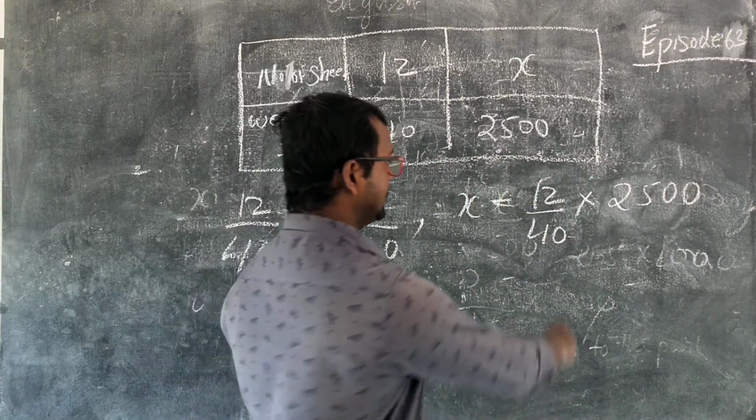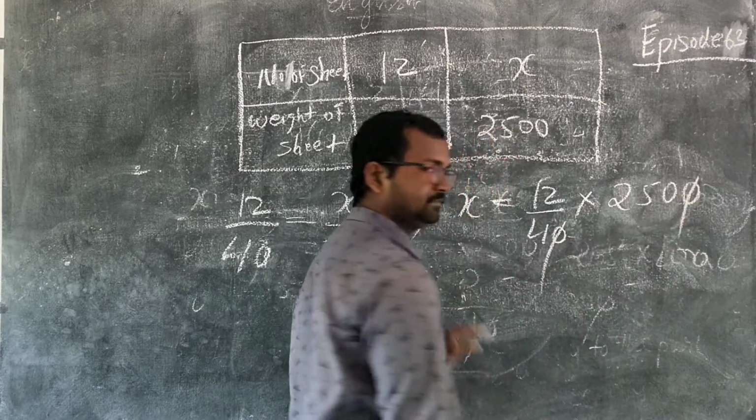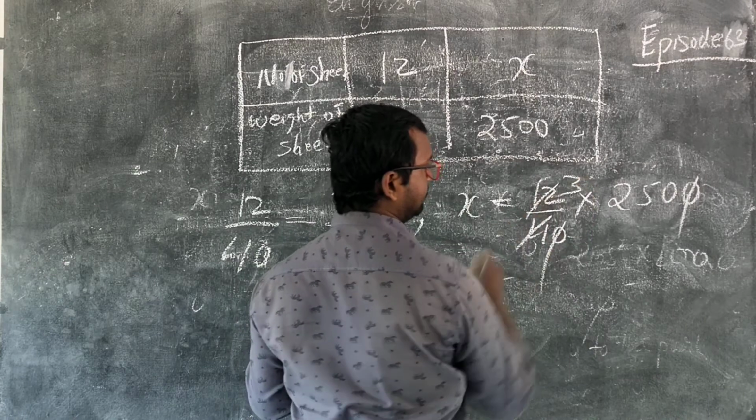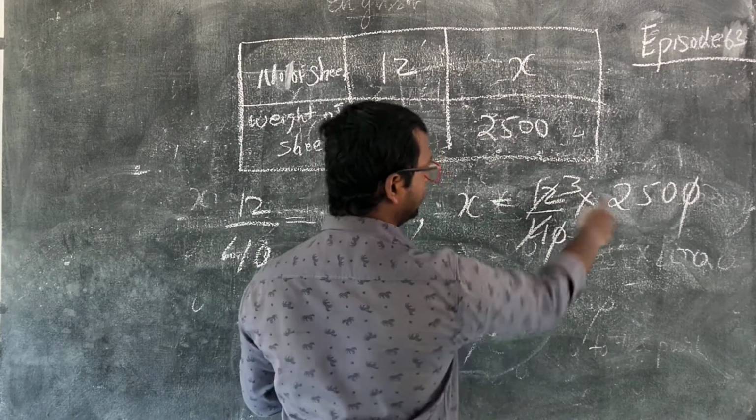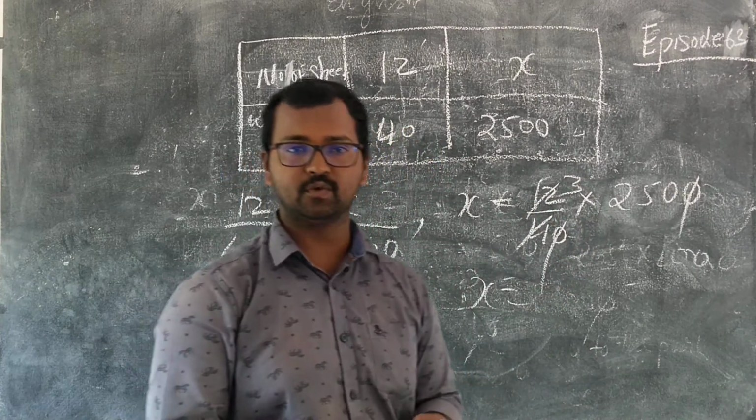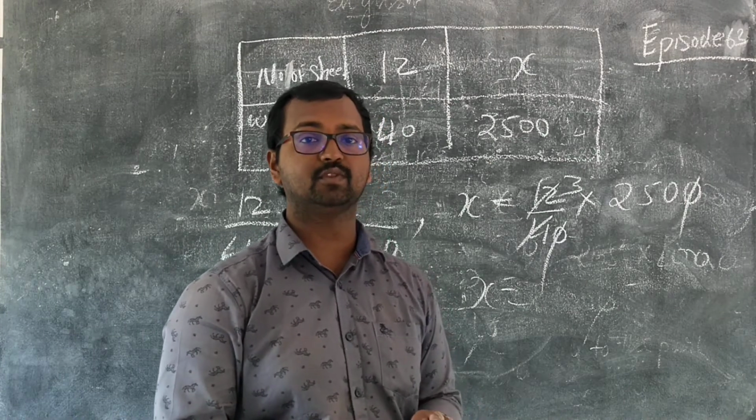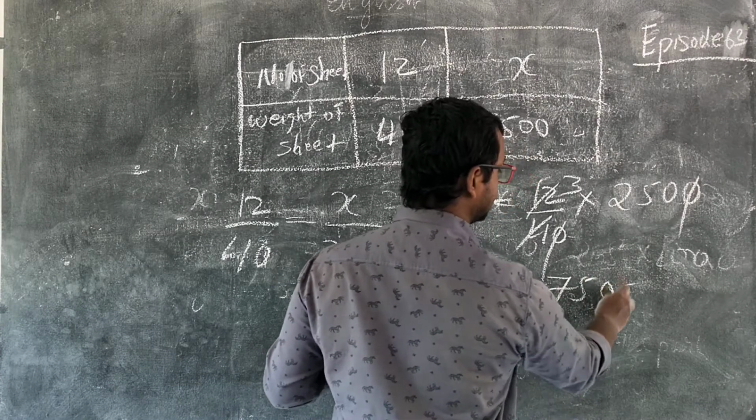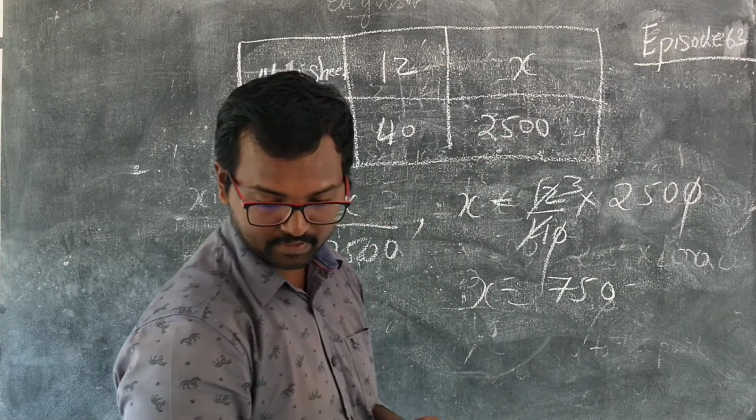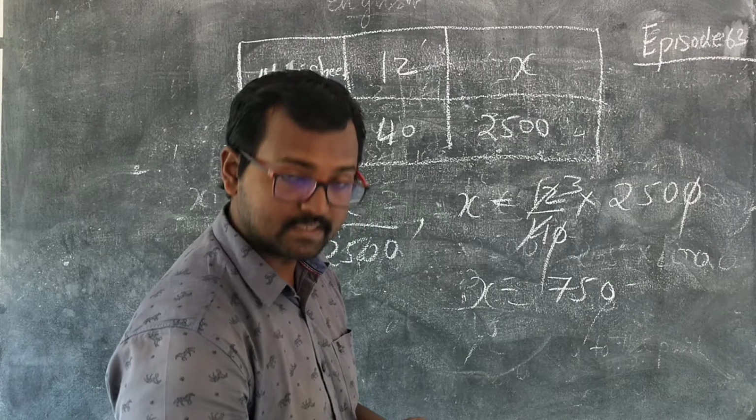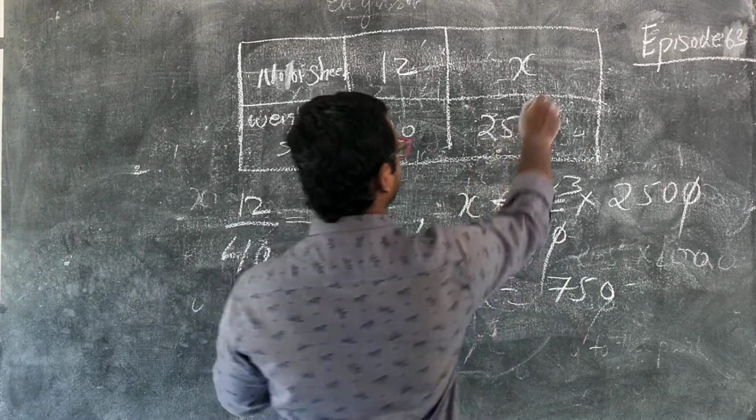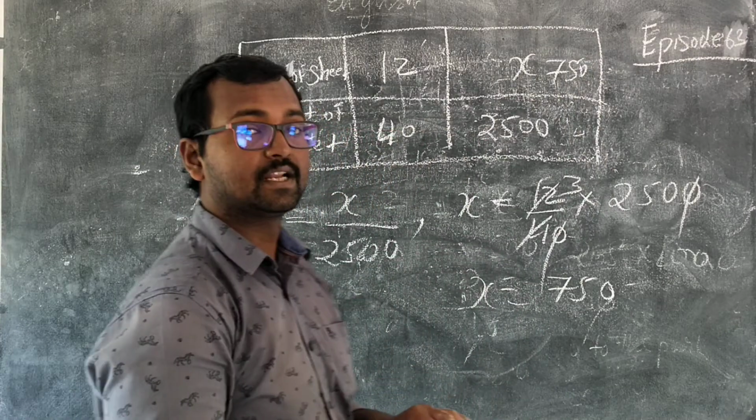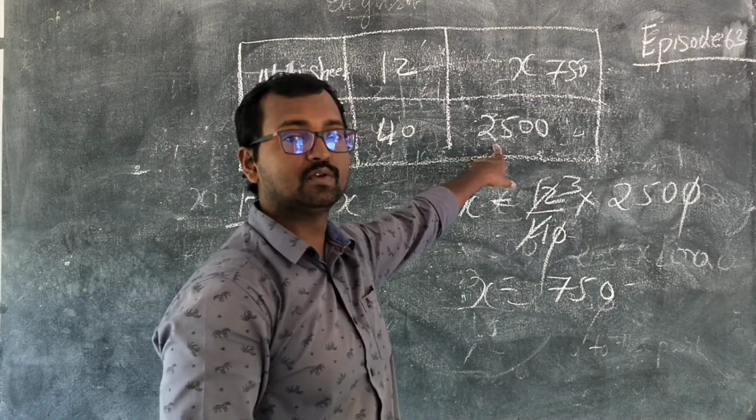See now, this 1 0 and this 1 0 will get cancelled. 12 divided by 4 is 3. x is equal to 25 into 3. How much is that? 25 into 1 is 25, 25 into 2 is 50, 25 into 3 is 75. So the answer is 750. Yes, 750 sheets are required to get a weight of 2500 gram.